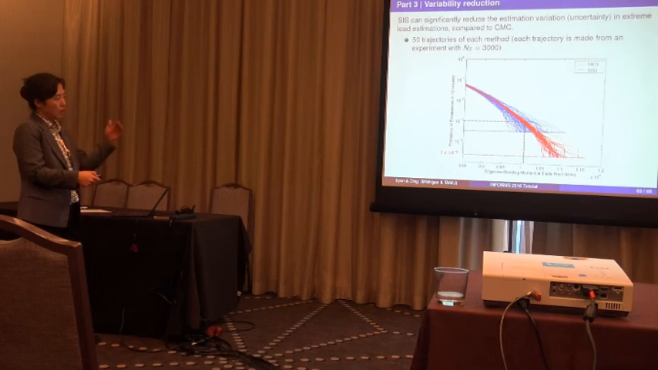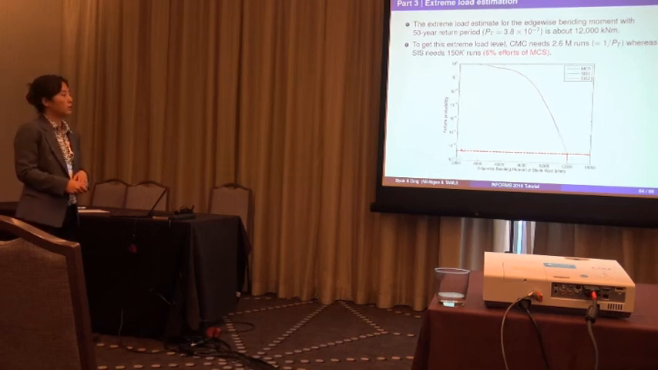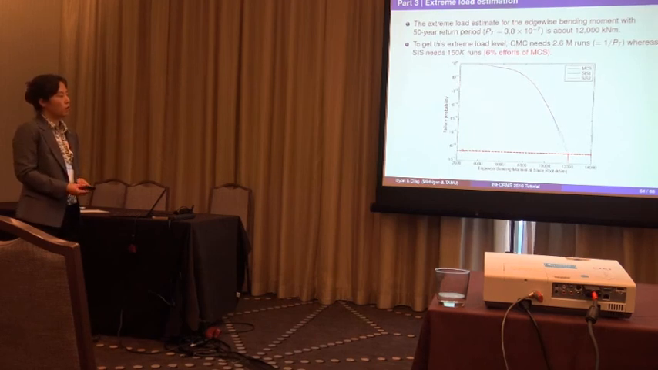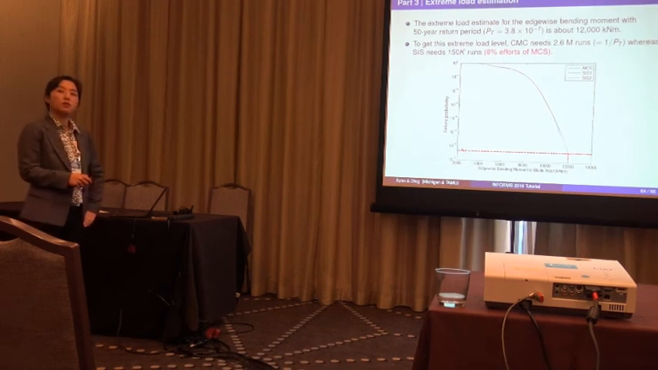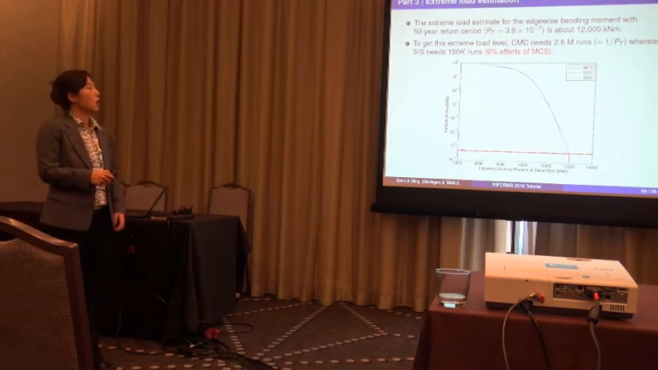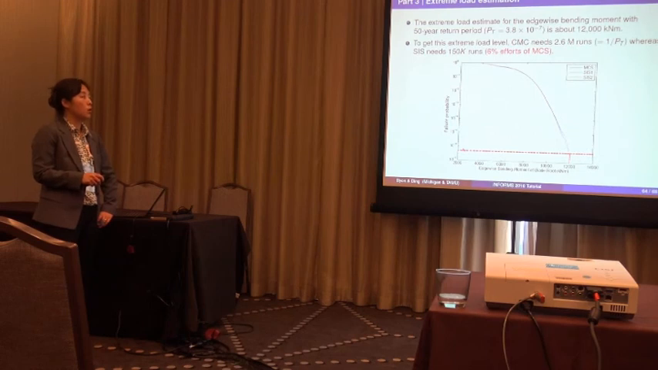If we combine all these 50 trajectories together, we could estimate the failure probability corresponding to this 10 to the minus 7, and the extreme load level was about 12,000 kilonewton meter for the edgewise bending moment. This is the result we get from 150K runs, but if we use Monte Carlo simulation, we need 2.6 million runs. So it means we only use 6% of the effort of Monte Carlo simulation.